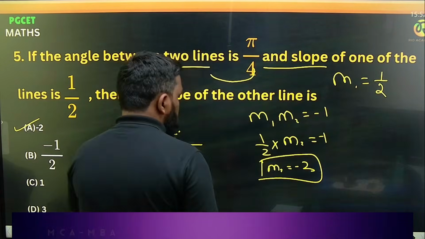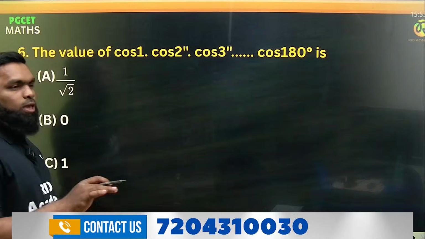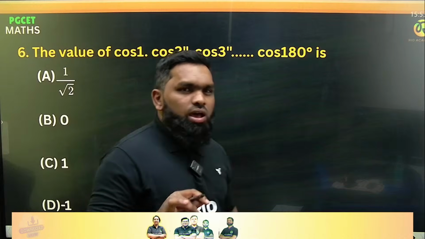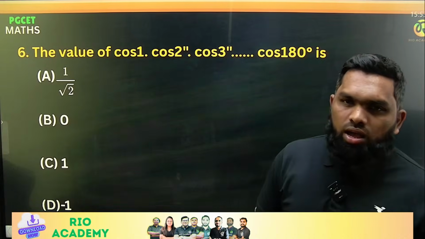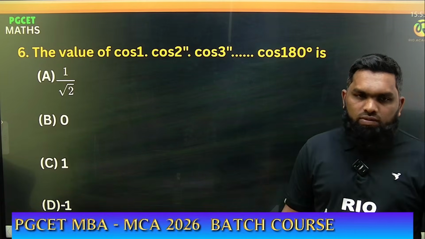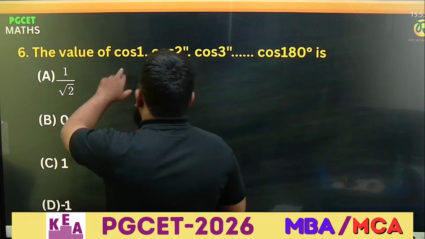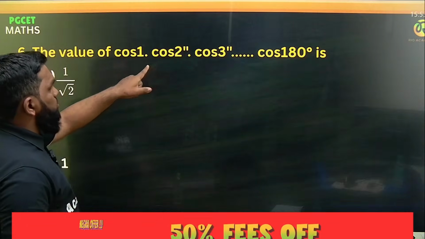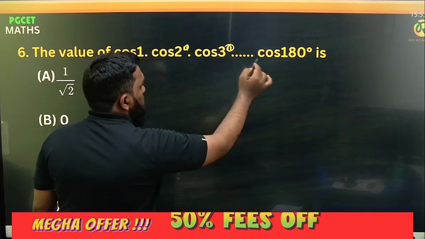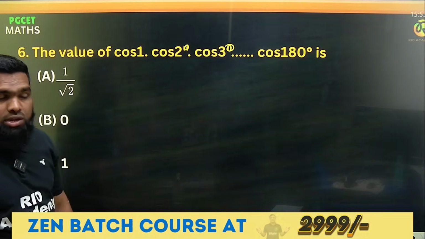Yes, please. Next one. See that, it is a very simple question, and this type of question will be repeated when tan and sine are given, and there is a very small hint here. See that: cos 1 degree into cos 2 degree into cos 3 degree, and so on, into cos 180 degree.